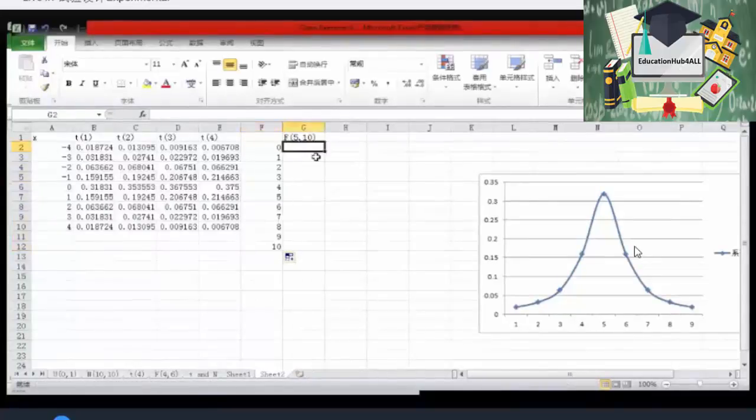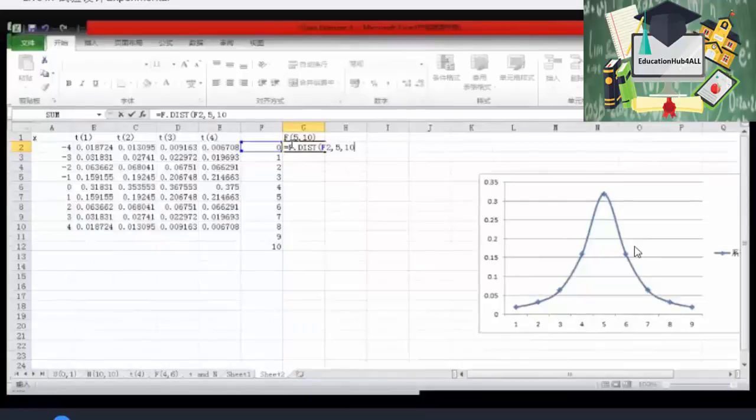Okay. So this function is called F.DIST, and we select the x. We tell the 2 degrees of freedom, and here is 0 again. Try in your computer. I don't know why it's harder. You just type equals F dot DIST bracket and select the values.